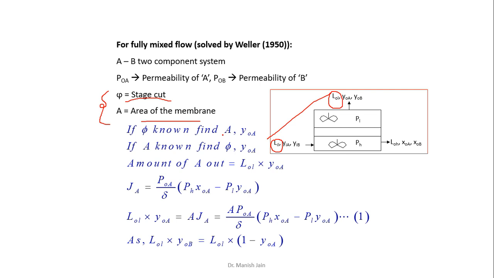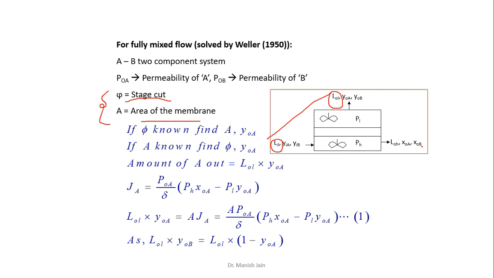Now suppose we have a binary system which has two components, A and B. The concentration of A on the feed side is YIA, and the concentration of B on the feed side is YIB. The concentration of A on the permeate side, the product side, is YOA, and of B is YOB. The concentration of A in the rejection side is XOA, and of B is XOB.